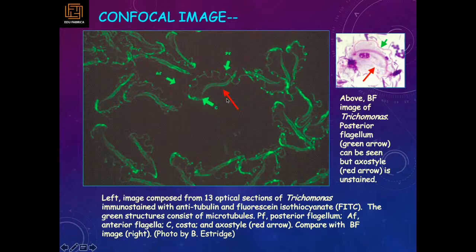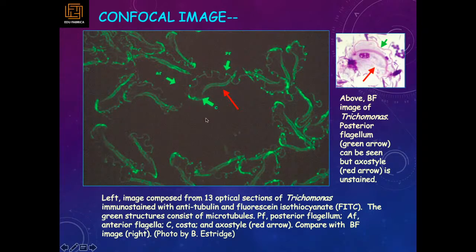So here we can see the optical sections of 13 Trichomonas immunostained with anti-tubulin and FITC. We say fluorescein isothiocyanate, the short form is FITC. So if somebody asks in the lab, I want to stain my samples with a fluorescent dye, we don't say fluorescent dye, we just say FITC. So these green structures consist of microtubules, and the PF that we are seeing here is your posterior flagellum, and the AF is your anterior flagella.